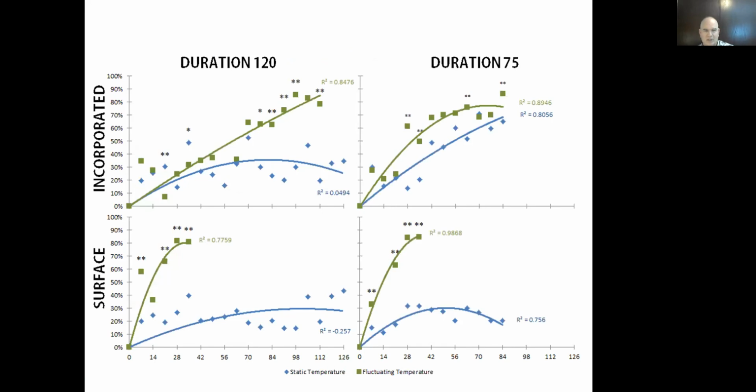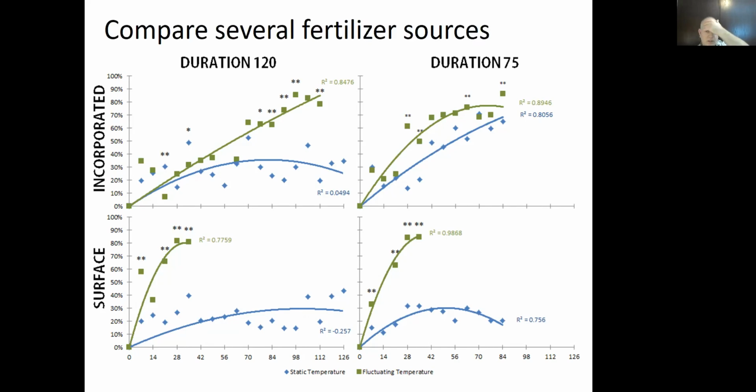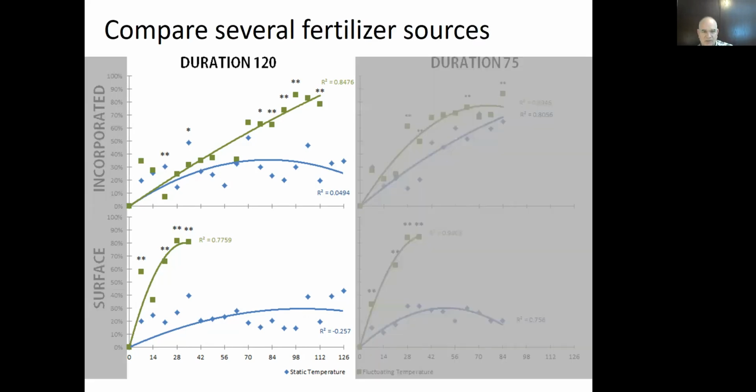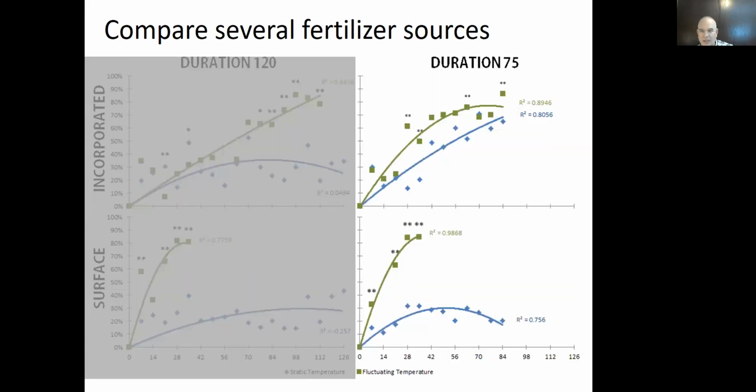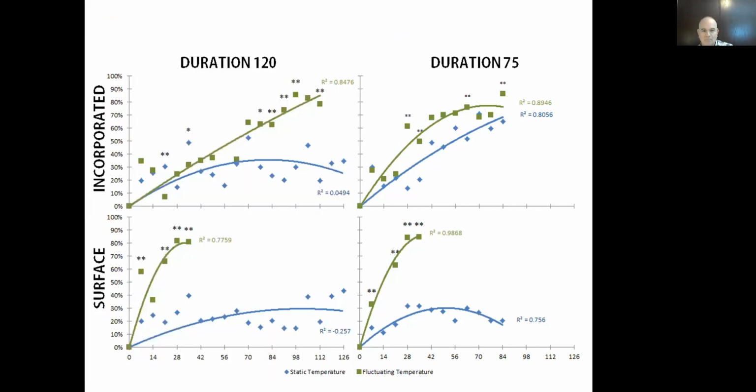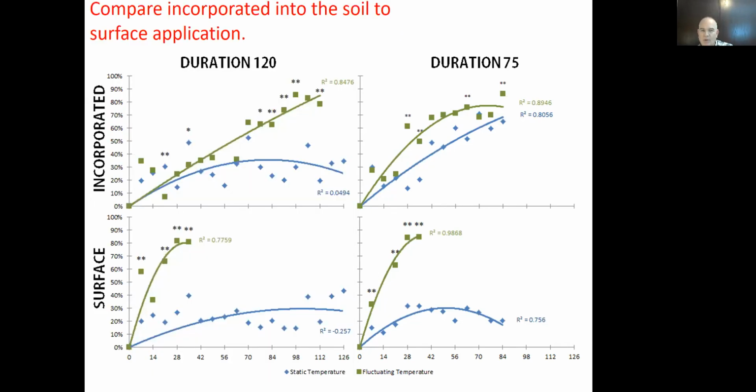All right, let's look at this data. Let's pick this thing apart. There are a lot of things here, a little confusing, but let's look at what we got. We're going to compare a couple of different fertilizer sources. Duration 120 is a 120-day polymer-coated urea product. Duration 75 is a 75-day product. We're going to compare incorporated into the soil compared to a surface application.